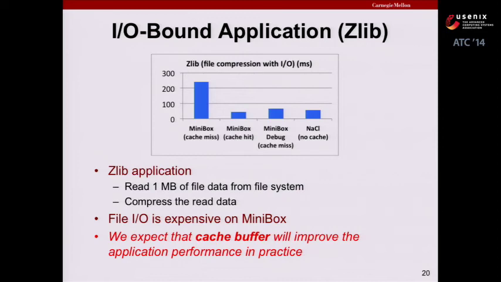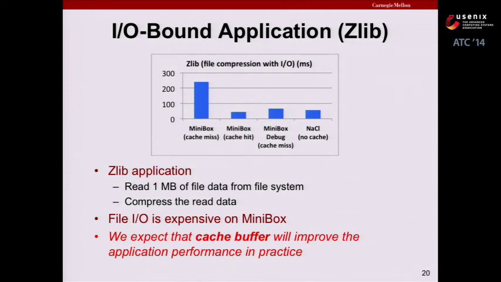Then we measured a benchmark for IO-bound applications, which is a zlib application. The zlib application reads 1 megabyte of file data from the file system in the regular system. So for each read of the application, there's an environment switch. And the zlib application compresses the data. The measurement showed that the zlib application has a very high overhead on MiniBox compared with NaCl or MiniBox in debugging mode.